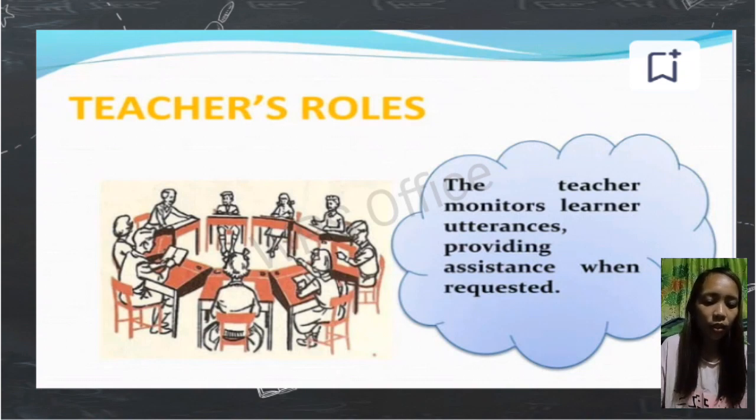So another teacher's role. The teacher monitors learners' utterances and provides assistance when requested. So the teacher is going to observe the students' utterances, no, and the teacher will provide assistance if the students are having a hard time speaking in English. So the teacher is the one to provide assistance on how to pronounce the word correctly, no.